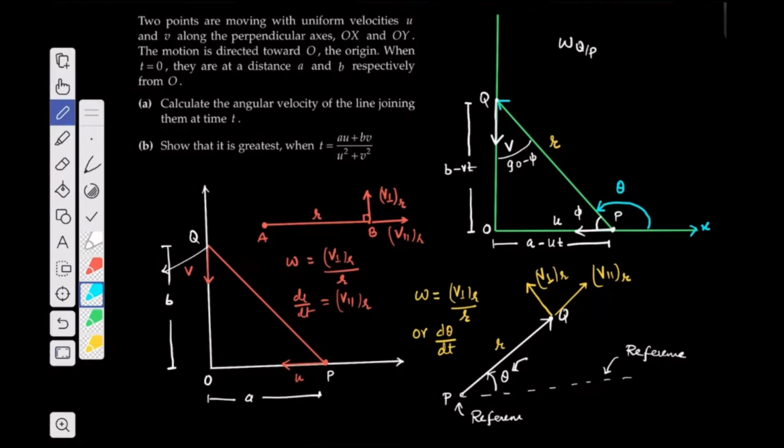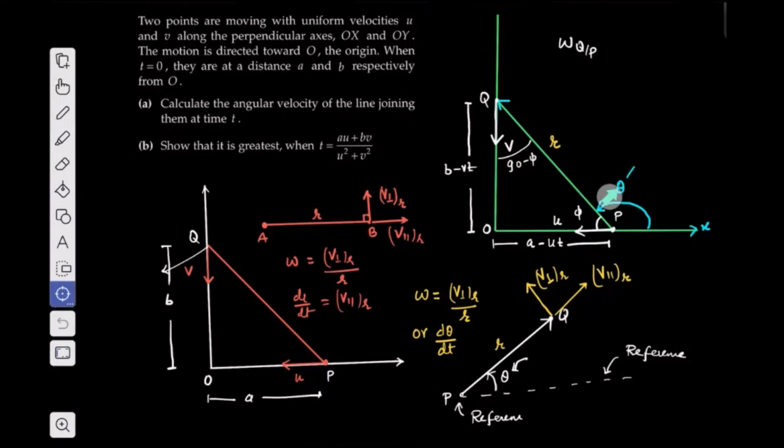We may not find theta itself, but maybe sine theta or tan theta, something we can find in that triangle OPQ. So if I consider this angle to be theta, then this angle phi will be pi minus theta. Is it not?